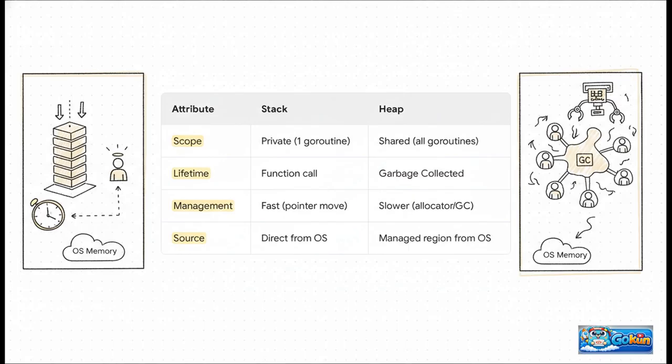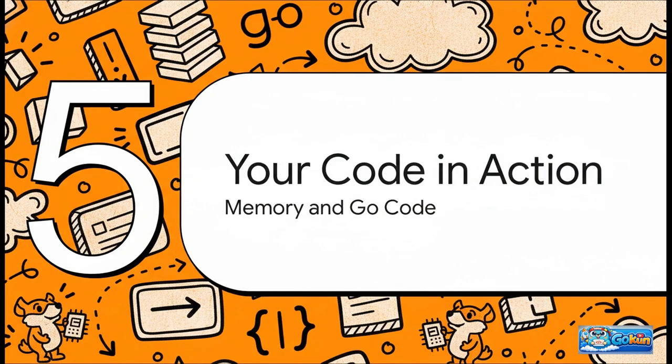Management. Because of that simple lifetime, stacks are lightning fast. It's just moving a pointer up and down. The heap is much slower. It needs a complex allocator to find free spots, and it needs the garbage collector to clean up old junk. And finally, source. As we've hammered home, they both come from the operating system, but they are totally separate, independent requests.